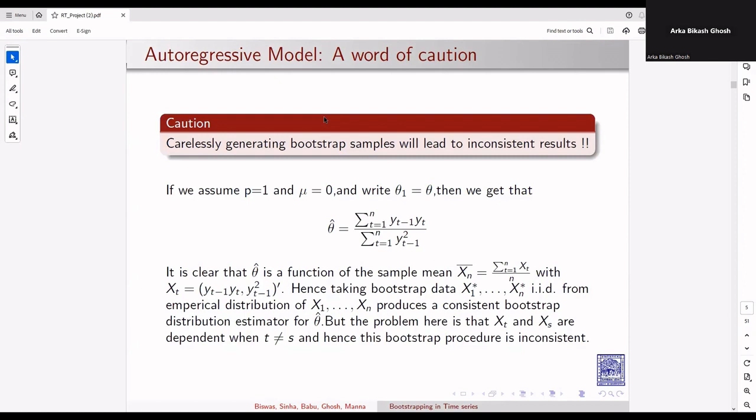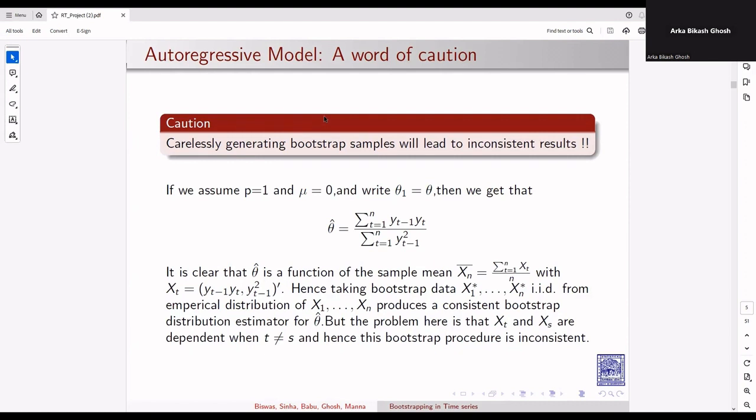Consider the special case of the AR1 process with mean 0. Since the model has only one parameter, the least square estimate has a closed form expression as shown in the slide. Theta hat equals the summation from t equals 1 to n of yt minus 1 yt, divided by the summation from t equals 1 to n of yt minus 1 square. So the least square estimate has this closed form expression, which is a function of the mean of the xt vector, where xt is defined as yt minus 1 yt comma yt minus 1 square.